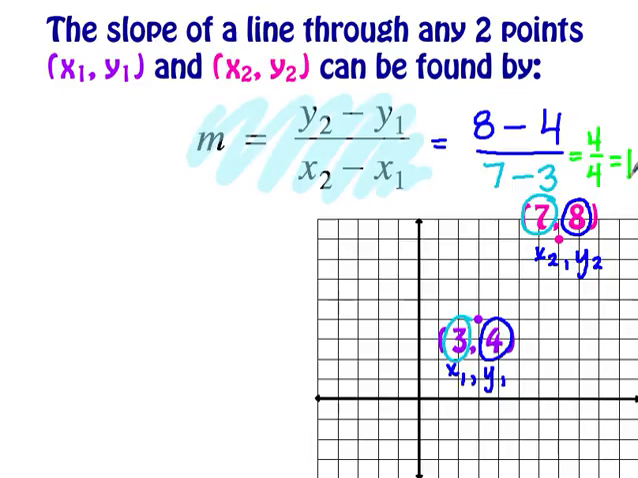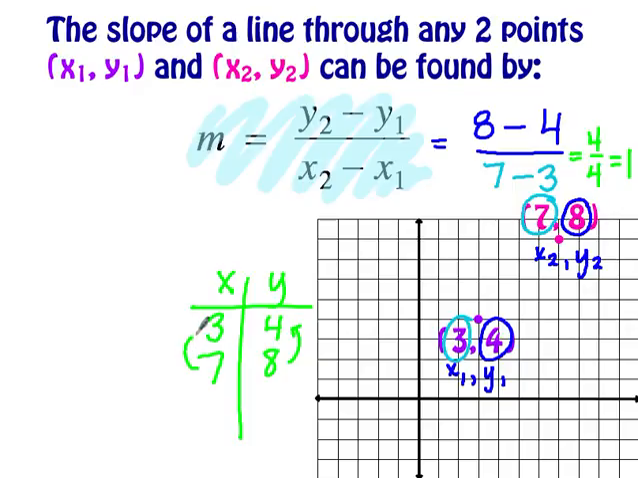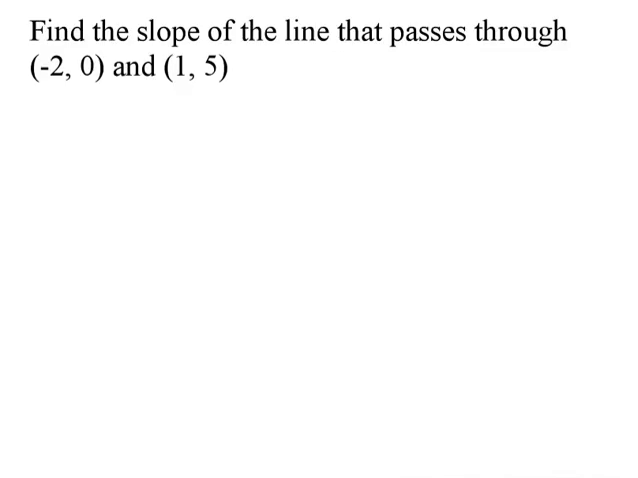Now yesterday, if you remember, what did we do? We made a little chart like this, remember? And we did x and y, and we did like 3, 4, and we did 7, 8. And remember how we did that? We took 8 minus 4 over 7 minus 3. So it's the exact same thing that we did yesterday. In fact, if you want to write it as a table, you can, if that makes sense to you. So let's go ahead and look at this problem.